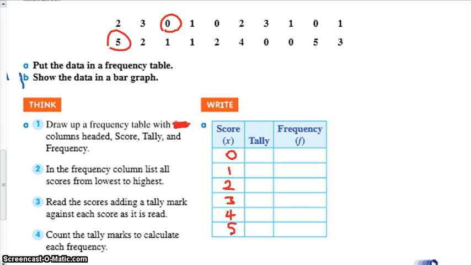Have your scores down there. Now, normally with a frequency histogram, frequency table, even if there were no 3s in this data, I would still put a row with 3. Okay? Don't go 0, 1, 2, 4, 5 just because there are no 3s. Make sense? Have the 3 in there as well and just have 0 for the tally. Cool? Or for the frequency.